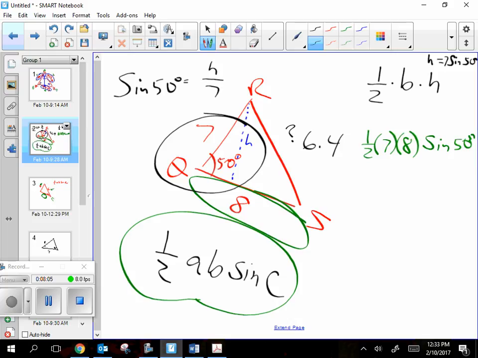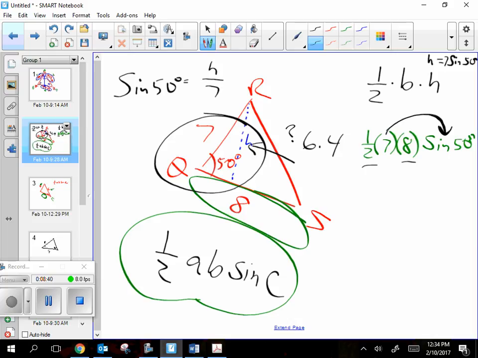Now I just want you to ponder that for a moment. Do you get how 7 times sine 50 is part of my answer? So this formula just takes advantage of the fact that you could always figure out H and then do it with 1/2 base times height. It's basically just 1/2 the base, which is that and that, and the height is just 7 times sine 50, see? So that's what that formula is really doing. It's just forcing you to find that height really fast.